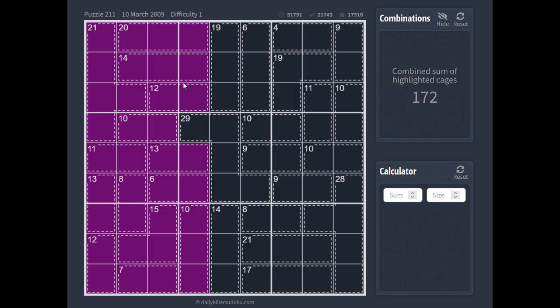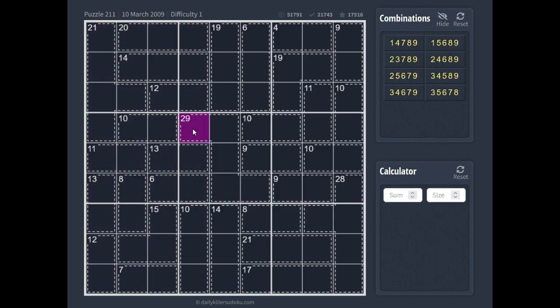But we know that 4 columns sum to 180. And because we only have one cell that's not captured in this 180 total, we know that it is an 8. 172 is the highlighted cells, and this one cell of this 29 cage is not. So it is an 8. Gotta turn on number lock. It is an 8.